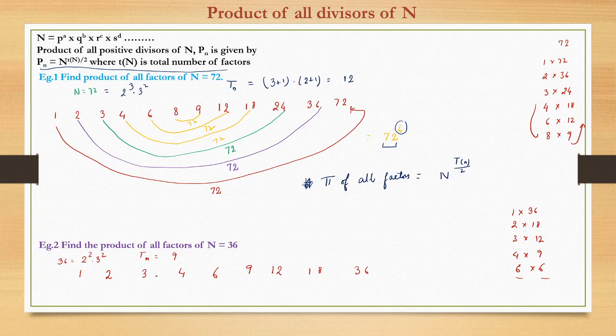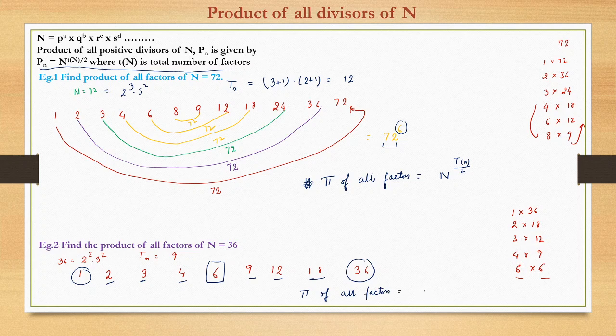Now you see what happens. This one and this, 1 and 36, would give a product of 36. Then this 2 and 18 would give 36. 3 and 12 would give 36. 4 and 9 would give 36. And this 6 remains in isolation. Okay. So what happens in this case?